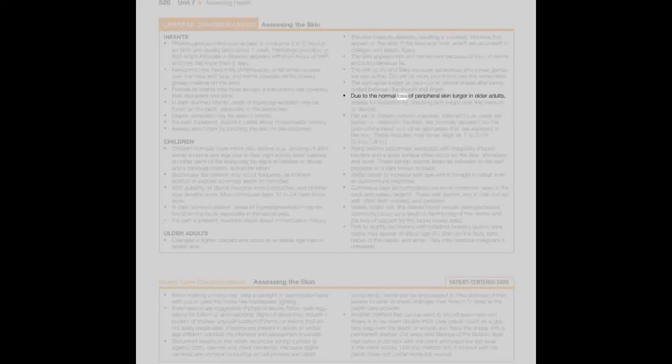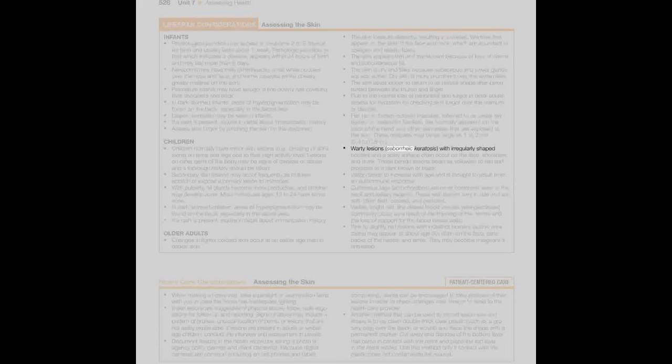Due to the normal loss of peripheral skin turgor in older adults, assess for hydration by checking skin turgor over the sternum or clavicle. Flat tan to brown-colored macules, referred to as senile lentigines or melanotic freckles, are normally apparent on the back of the hand and other skin areas that are exposed to the sun. These macules may be as large as 1 to 2 centimeters, 0.4 to 0.8 inches.